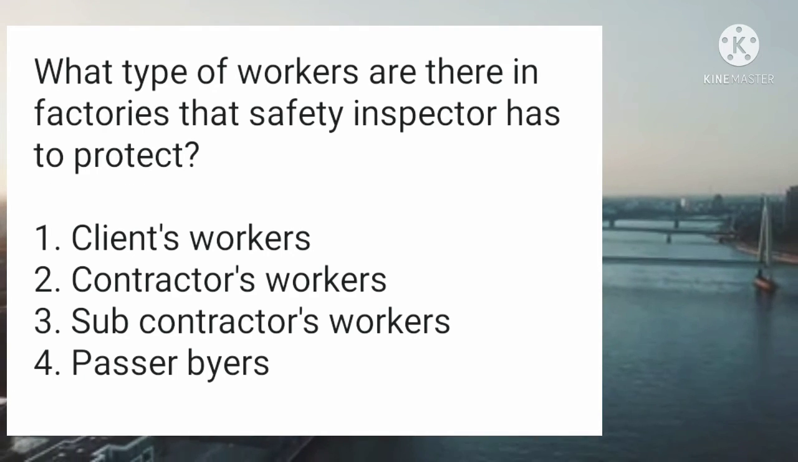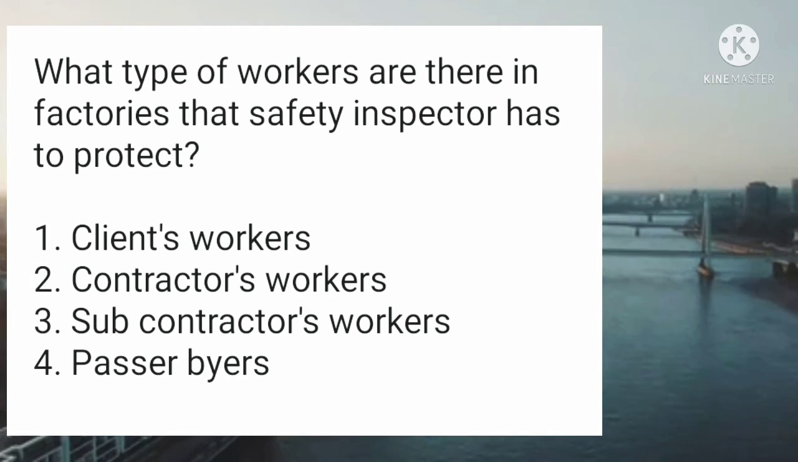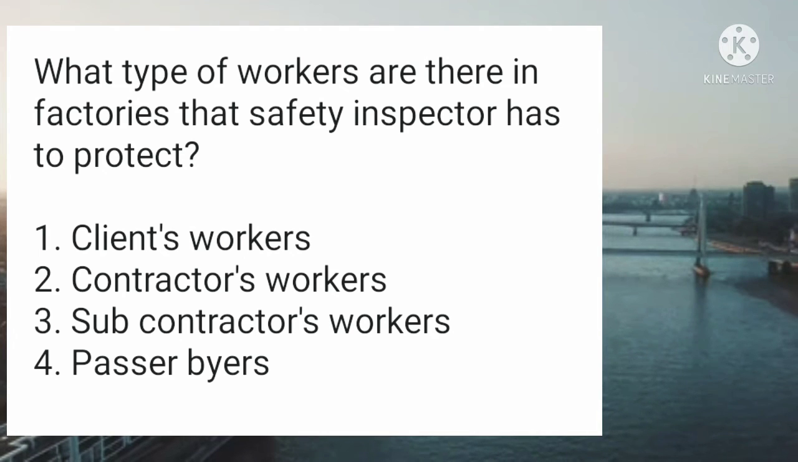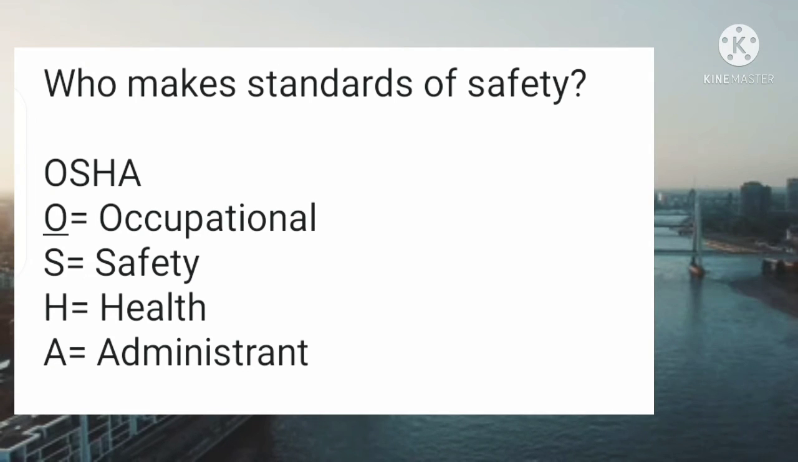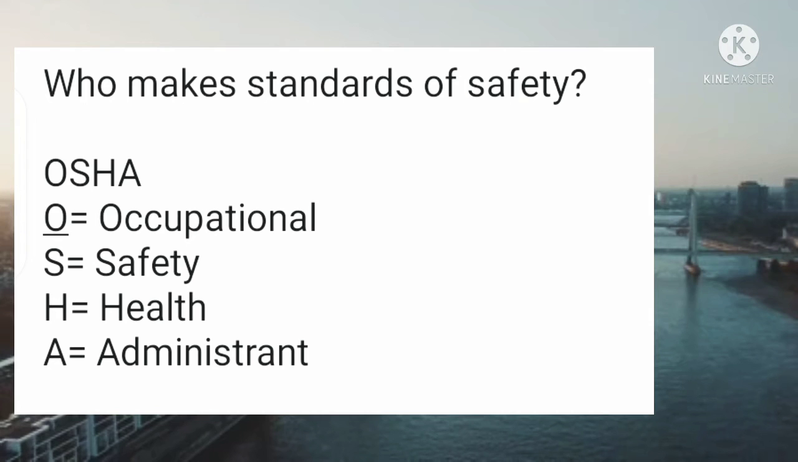What types of workers are there in factories that a safety inspector has to protect? 1. Clients' workers. 2. Contractors' workers. 3. Subcontractors' workers. 4. Passer-buyers, who make standards of safety. OSHA. O equals occupational. S equals safety. H equals health. A equals administration.